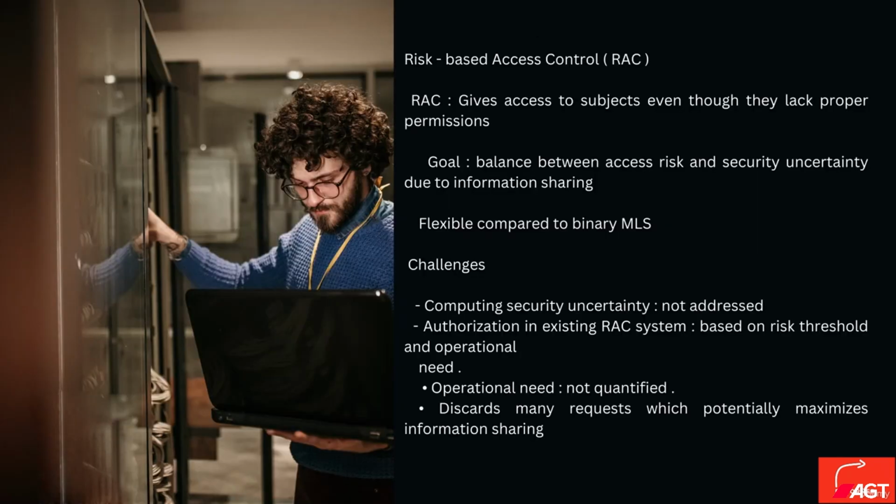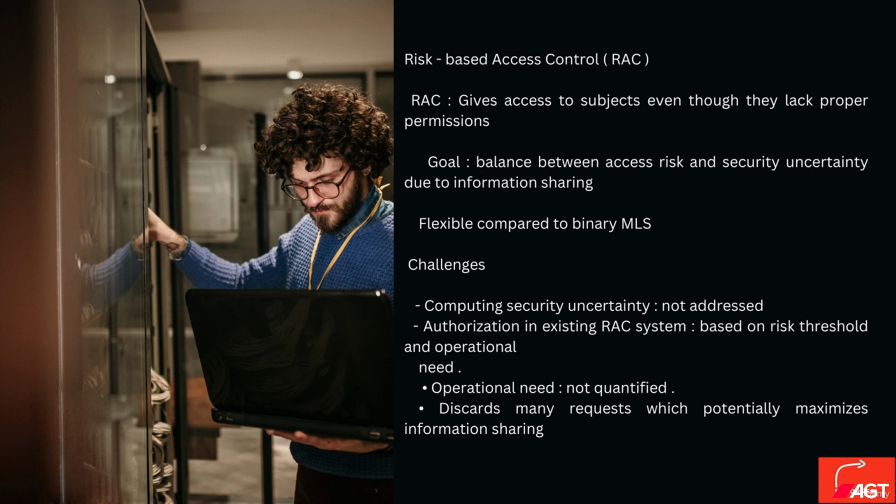Access control that balances access risk and security uncertainty brought on by information sharing is known as risk-based access control, RAC. If the risk of giving access is lower than a predetermined threshold, RAC permits people to access resources even if they might not have the necessary authorizations. This is in opposition to the classic access control approaches, such as mandatory access control, MAC, and discretionary access control, DAC, which permit access based on a subject's security clearance or explicit consent, respectively.